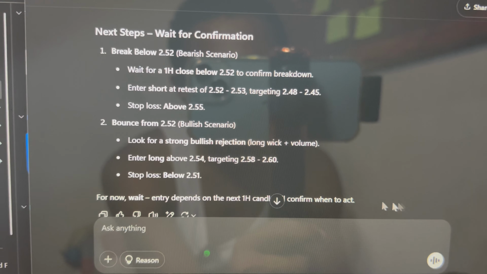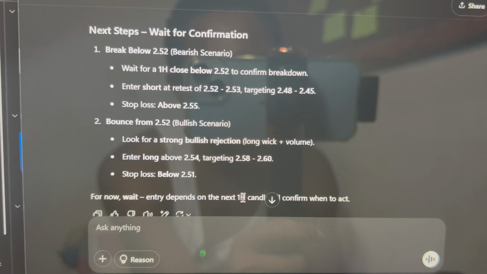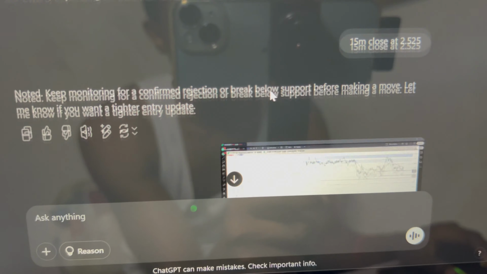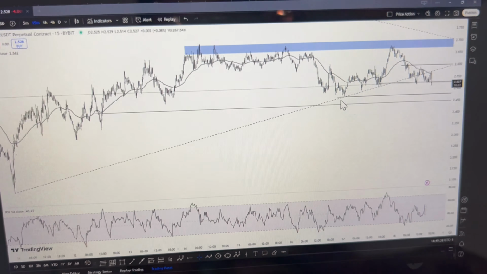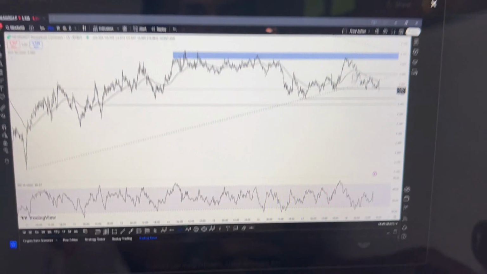So it even says that it will confirm when to act. It said entry depends on 1H candle confirmation. So after the 1 hour candle closed, I sent this one. This is a clearer chart. I didn't know I could screenshot directly from ChatGPT on my system. So I sent this to it and this is what it has to say.